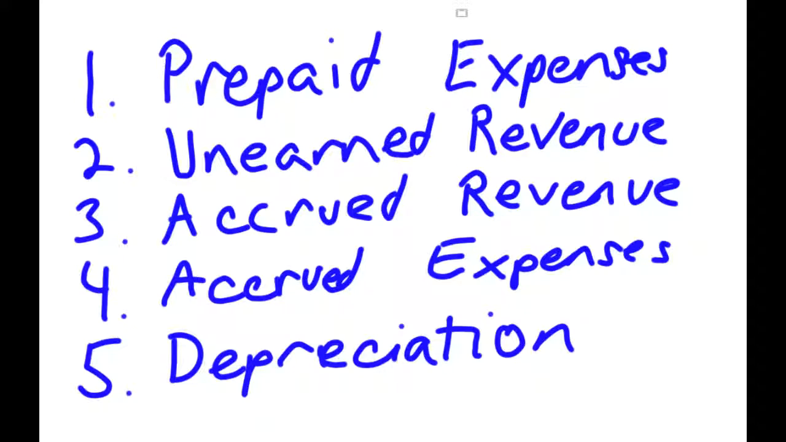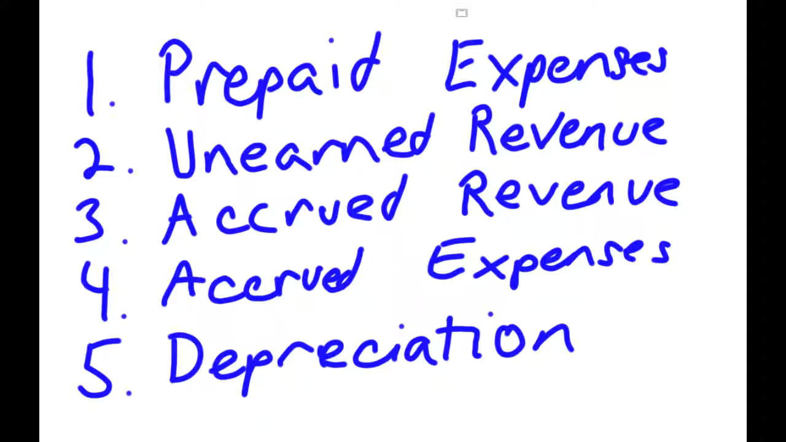They are prepaid expenses, which are advance payment of future expenses. These could include supplies or prepaid rent or advertising. Then we have unearned revenue, which is advance receipt of future revenues, such as rent or tuition. So these are anything where you have not completed the service, but you've already received payment for said service.